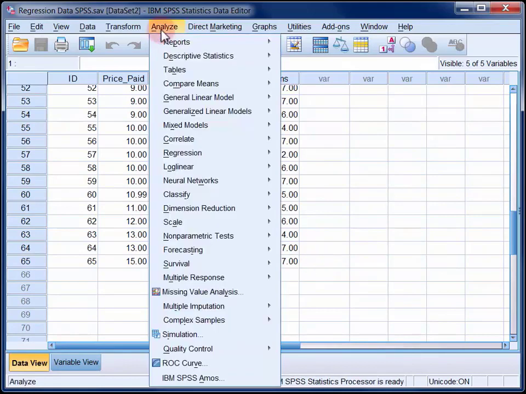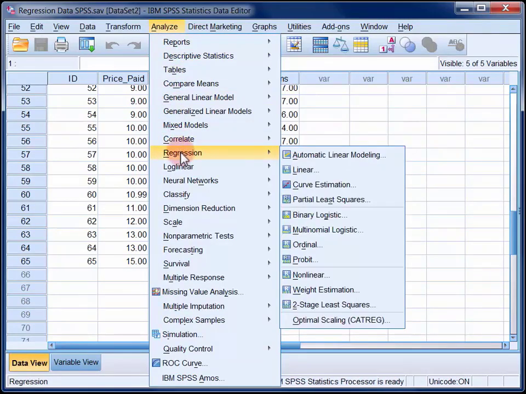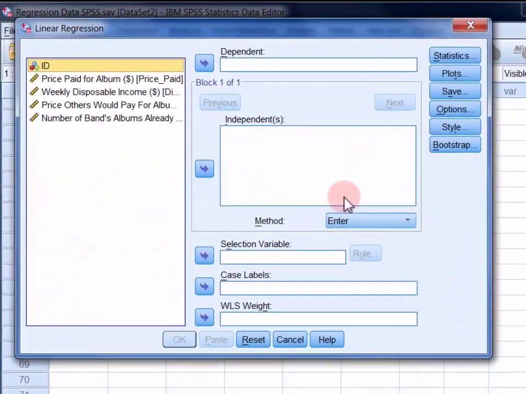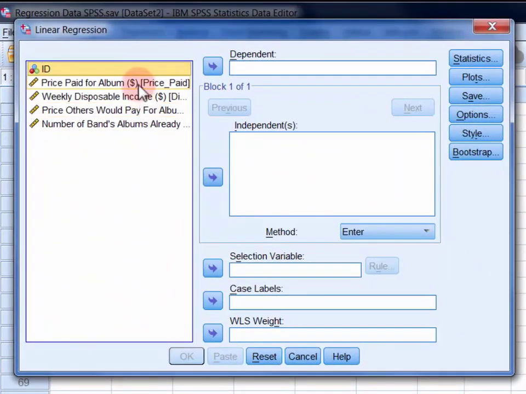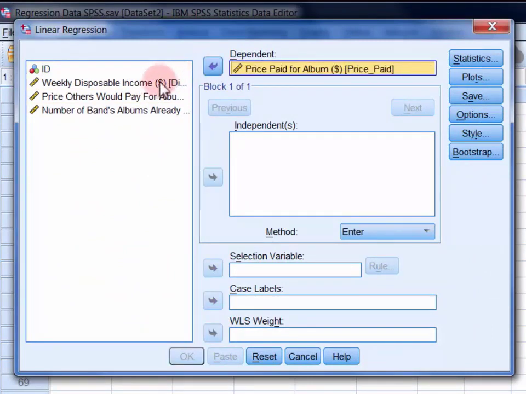So in the Analyze menu, select Regression and then Linear. Move the criterion variable, which is price paid, into the dependent field, and move the predictors, which are weekly disposable income and price others would pay, into the independents list.